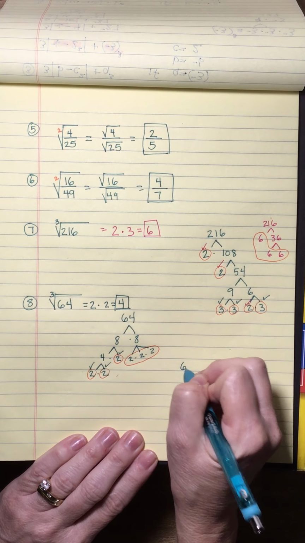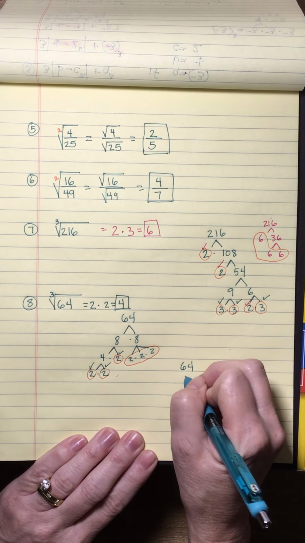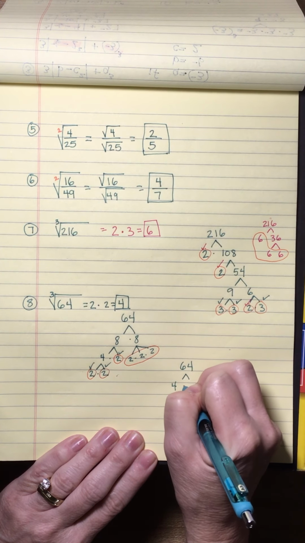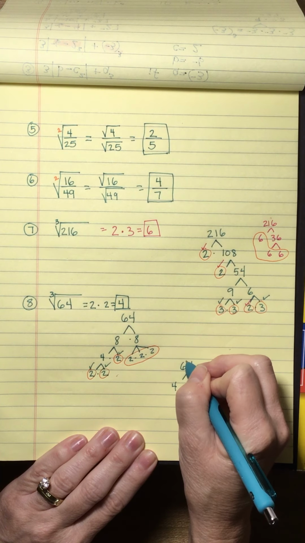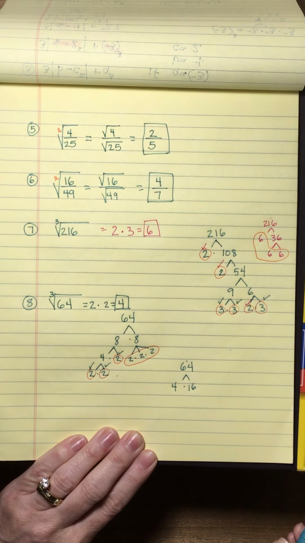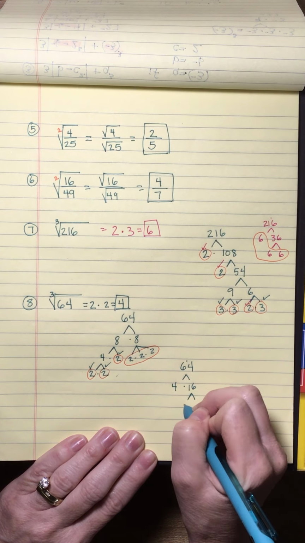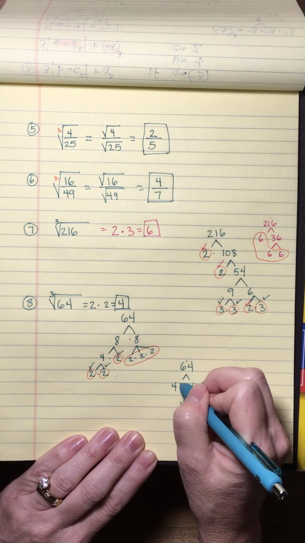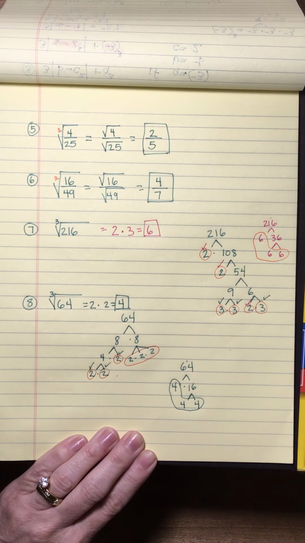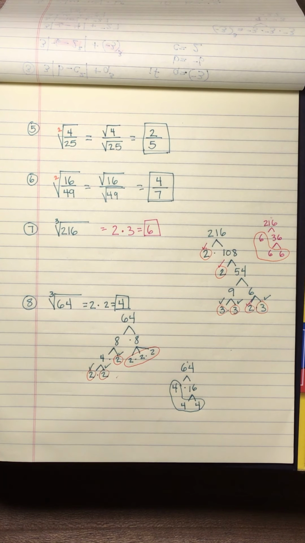Let's see. Had we noticed that a 4 went into this, we could have said 64 divided by 4 is 16. And 16 could be divided into 4 and 4, and we would have gotten there quicker. Again, it doesn't matter if you take the scenic route or not, because we ended up with 4 either way, okay?